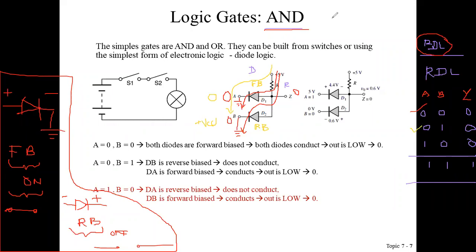Then the third one. So I'm going to check this. Now I'm going to take my A input as 1 and B input equal to 0. Now what will happen? This device is under forward bias, correct? This is under reverse bias. Am I correct? Anyone?